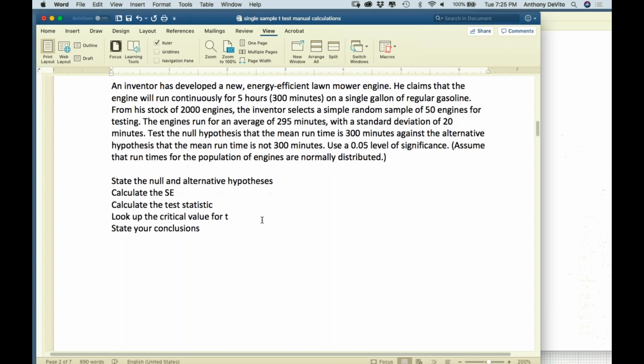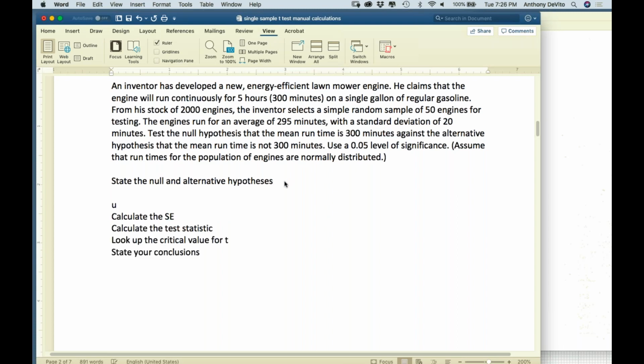Okay, so we're going to calculate T. They test the null hypothesis that the mean runtime is 300 minutes against the alternative that it's not 300 minutes. Not that it's more, not that it's less, but just that it's different than 300 minutes. Okay, so let's set up our null and alternative hypothesis.